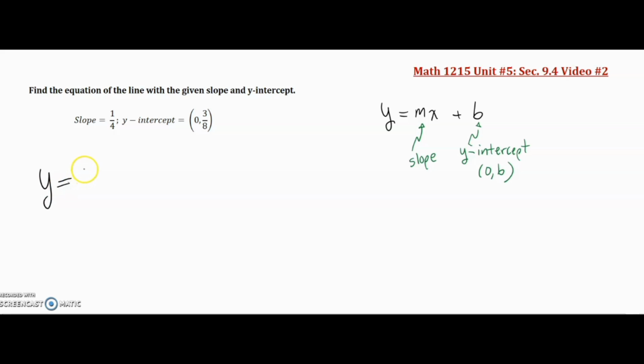Y is equal to 1/4 times x. All right, what about the intercept? 0, 3/8. Oh, that's 0, b. Got it. So that's plus 3/8. Done. How did you do?